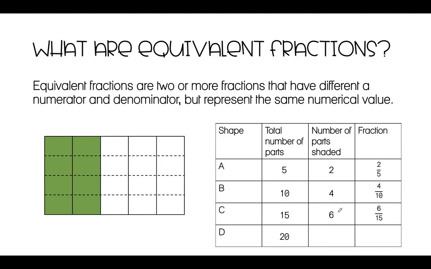And the last one, we're going to cut it again. And this time we have 20 parts in total. And so we multiplied 5 by 4 to equal 20. And then we multiply 2 by 4 and we get 8. So in total, we have 8 out of 20 parts shaded. And these are all equivalent. They all represent the same amount of a whole, the same percentage of our shape.